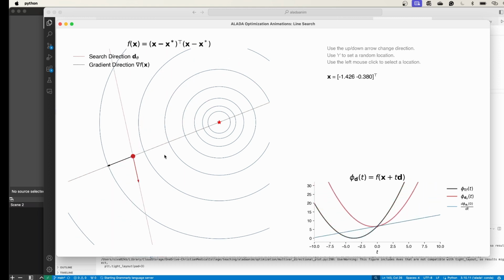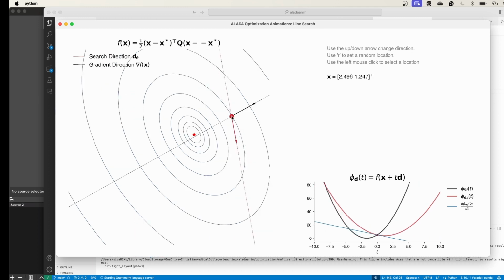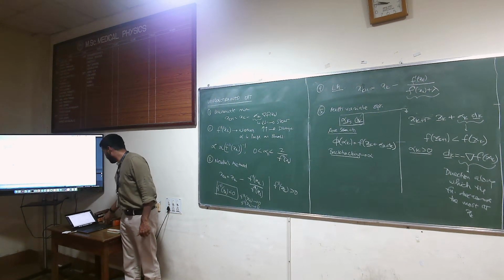Okay. And please note that the slope is positive. That means the gradient tells me the direction in which my function increases always, because the slope is positive. And if I move along that arrow, my function will increase. So if I move in the opposite direction, it should decrease.